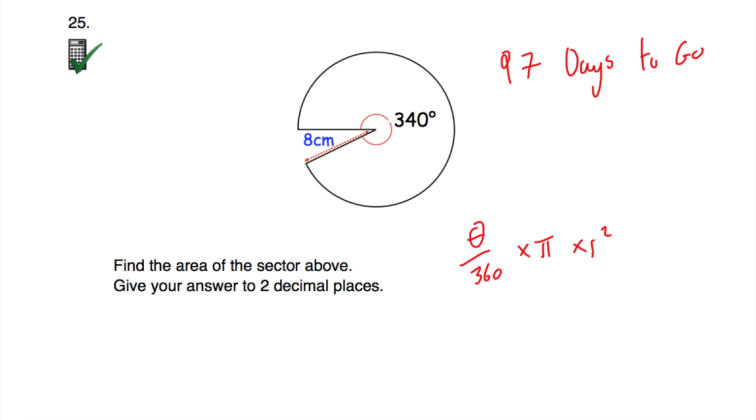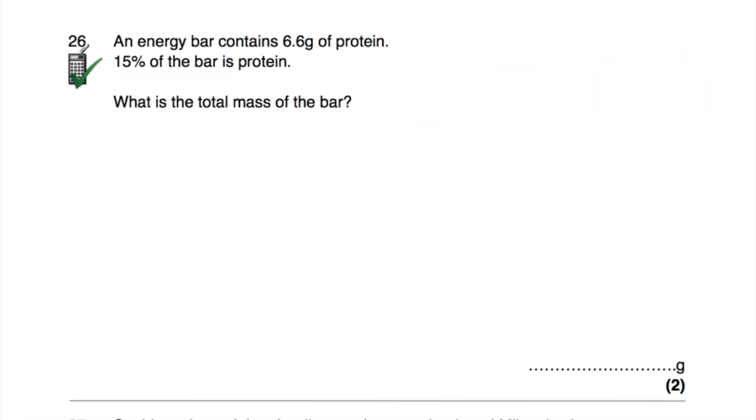Okay, next, question number 26. Question number 26 is a reverse percentages question. So if you need extra help on this, if you watch 85 days to go, that goes through reverse percentages. Just a bit of a hint for this question. Well, we know 15% of the bar is protein, and that's equal to 6.6 grams. So you know that 15% is equal to 6.6 grams. So one approach could be to find 1%, and then once you find 1%, to then find 100%. That gives you the total mass of the bar.